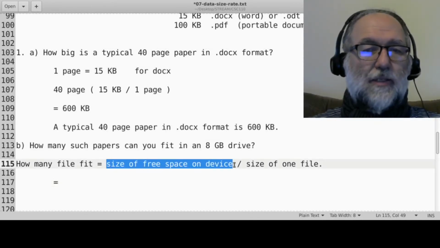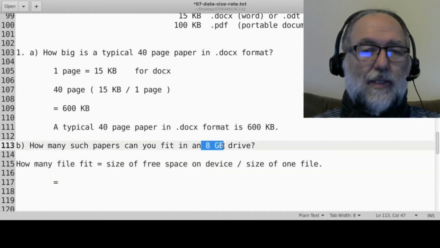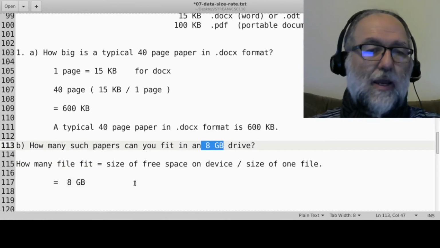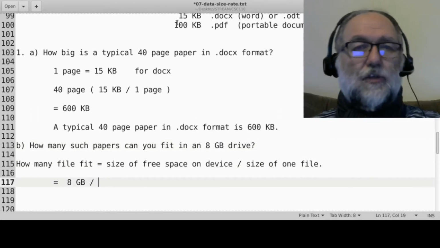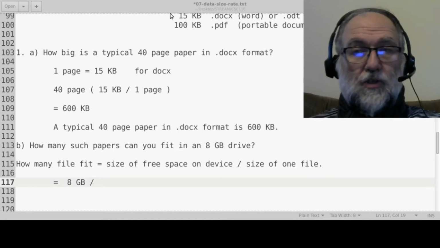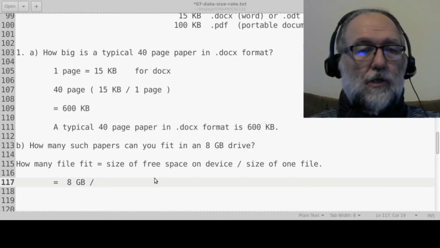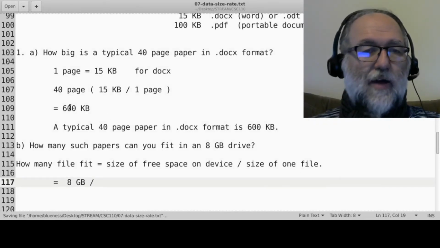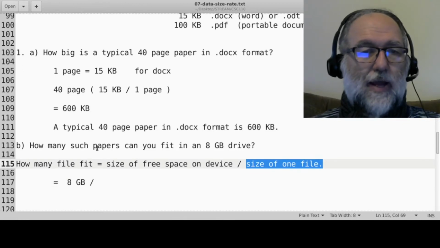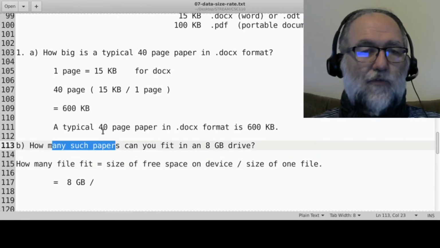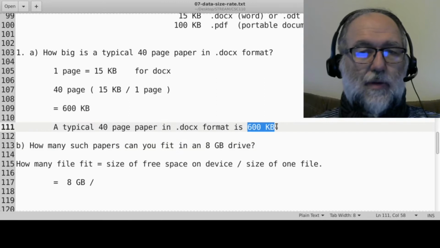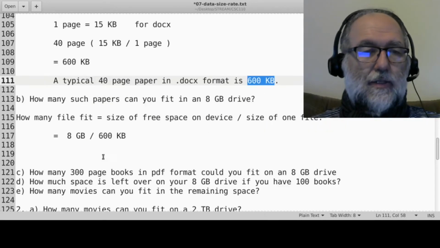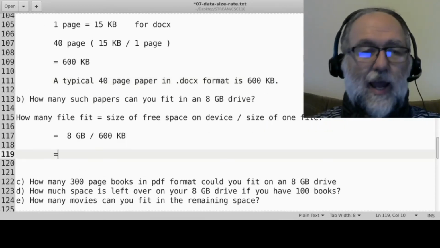Well, what's the free space in the device? The device is 8 gigabytes, and I didn't say if it was all free, but let's assume it is. Later on, I'll show you how to do problems where there are already some files on it. So it's 8 gigabytes of free space. And the size of one file, well, we got that. One file was a 40-page paper, and we said that was 600 kilobytes. And your answer is going to be what you get if you divide that.